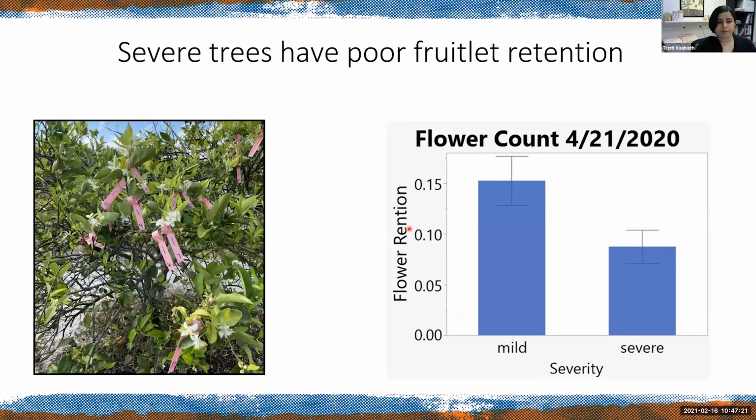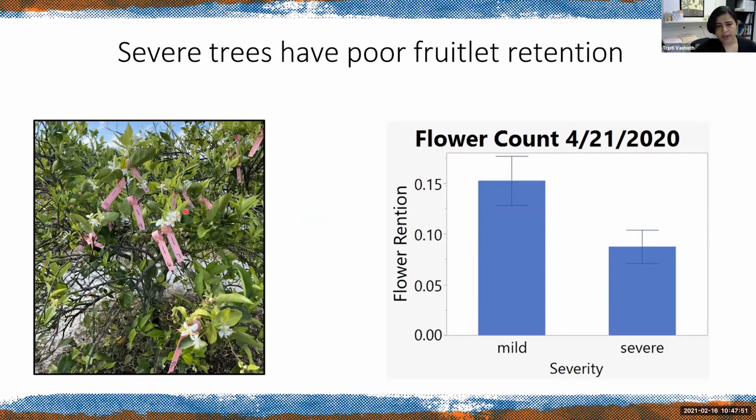So starting from early on, we did another small study, and we are repeating this. This study was done last year, and due to COVID, there have been some issues with it. But what we were looking into is the difference in timing between severe and mild trees when you see fruit drop happening. So in this study, we tagged about 100 open flowers on severe and mild trees at the same time. They were all tagged around March 23rd.